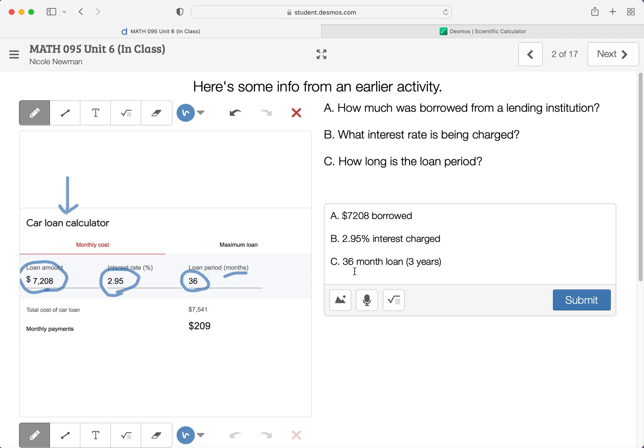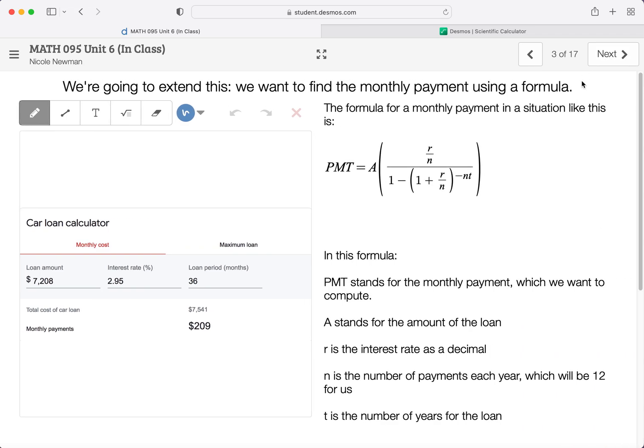Okay. Our goal in this unit is to be able to take information like A, B, and C and find the monthly payment on our own with a formula, so without worrying about what a search engine would say or the loan payment calculator online. Here's the big formula for that. It is big and intimidating, but you are tough and you can handle it. You probably want to put this down for your notes for quiz number 6 so that you have it ready. This is how we will find a monthly payment.